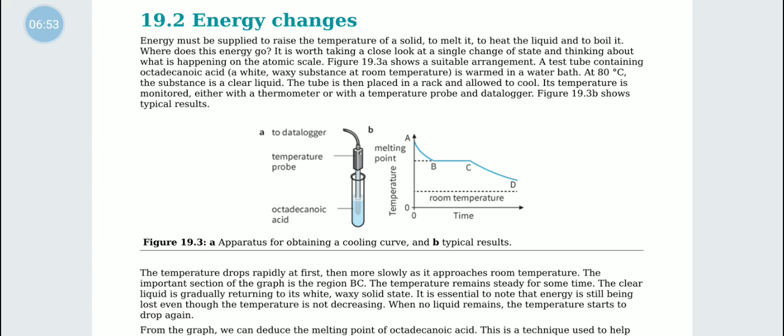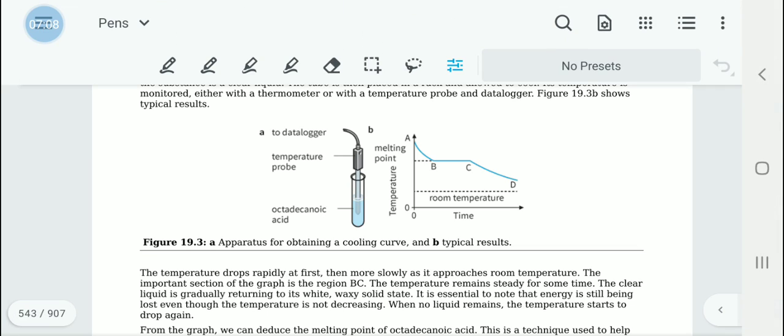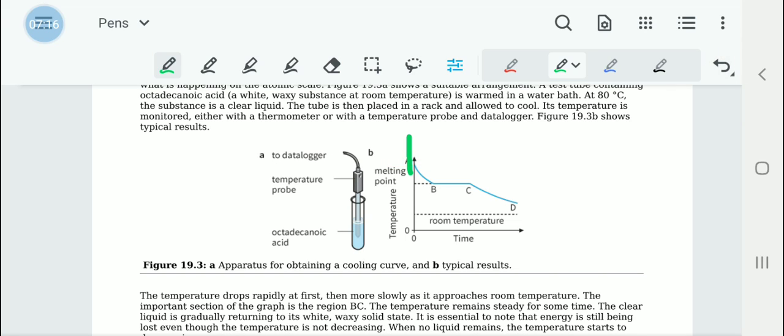Now here you can actually see what is happening. This particular material, at point A, is in a gaseous state. It is in a gaseous state.